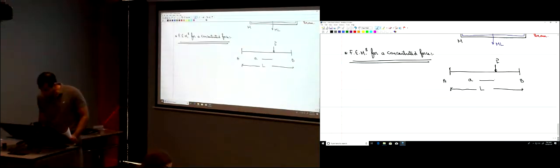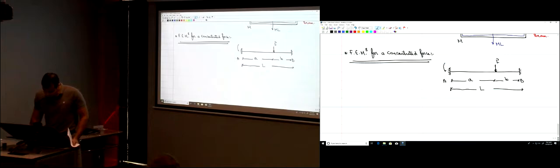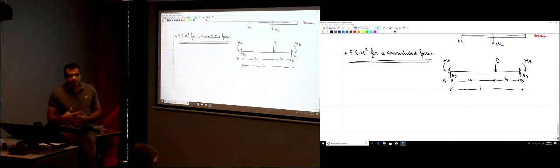This length is A, from point A to the load, and this length from the load to point B is B. To find the fixed end moments, we have both ends fixed. So now we're going to have the reactions here. We have AY, and we have BY, and we have here MA and MB. So the quick question, is MA equal to MB?